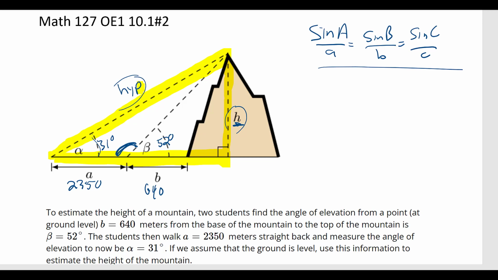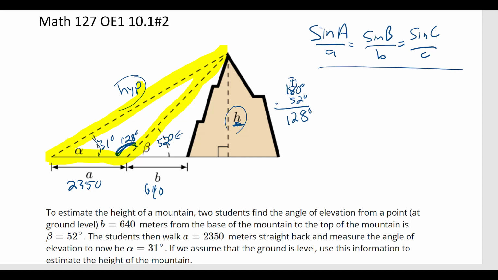Let me see if I can erase stuff. Okay. First thing we'll do is focus on this triangle here, and we want to find that hypotenuse. If this is 52 degrees there, then 180 minus 52 is 128 degrees, right? So this is 128 degrees.